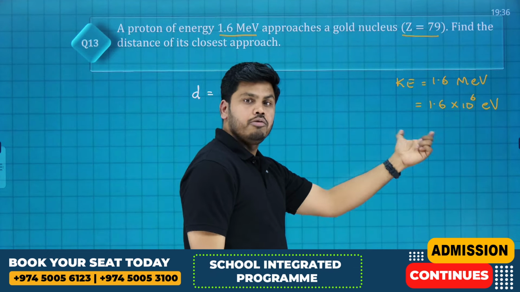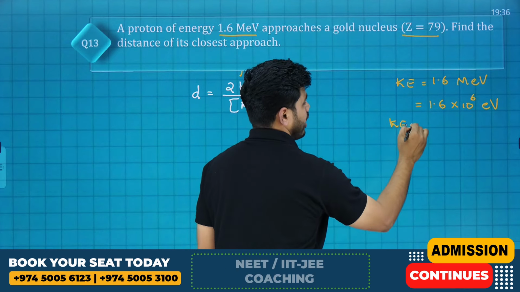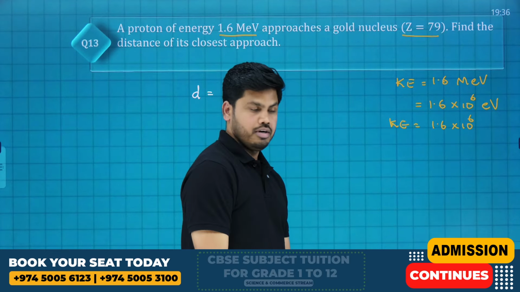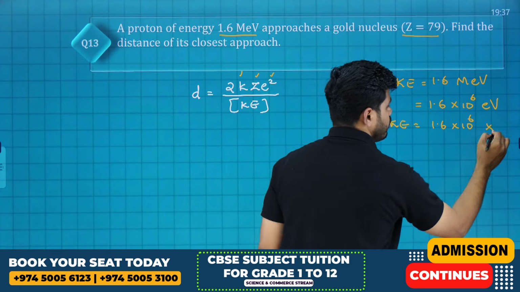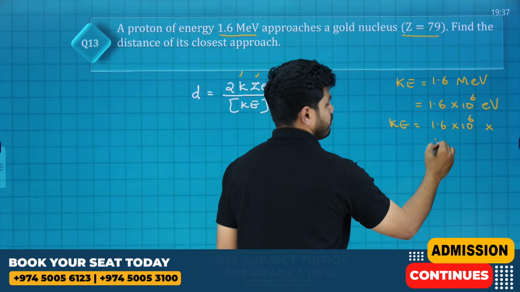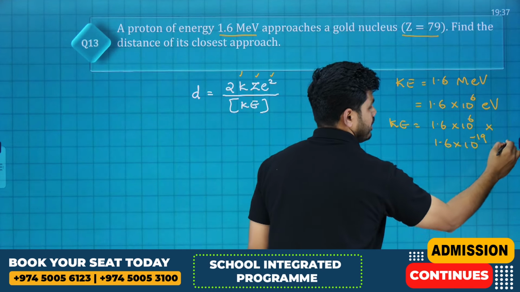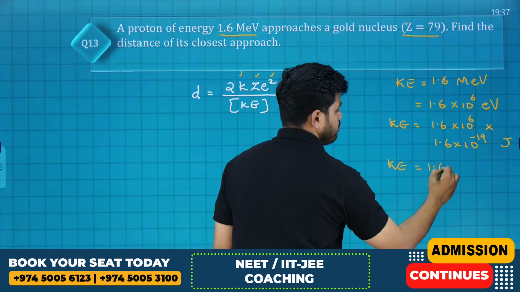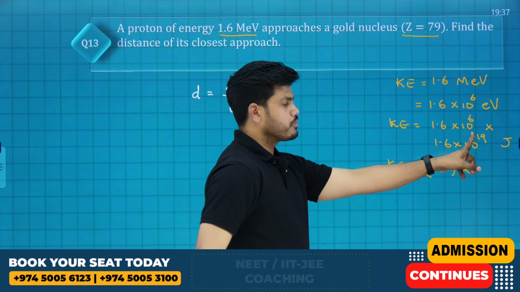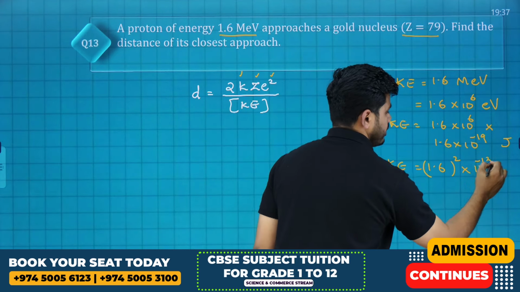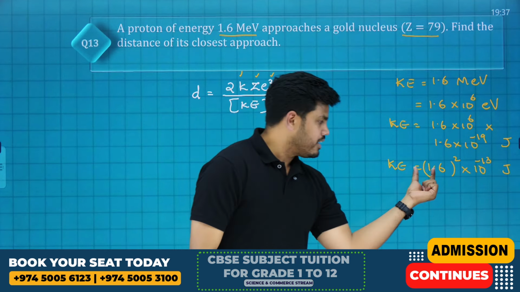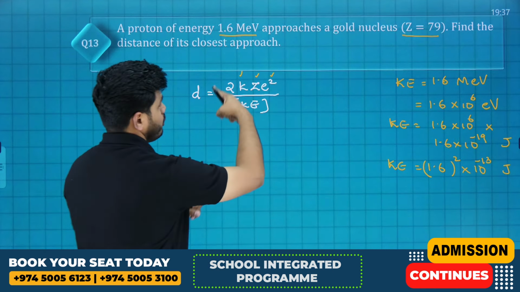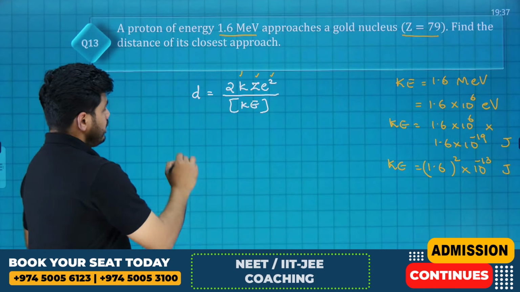Now that electron volt value should be converted to joules because we are looking for the value in SI units. 1.6 into 10 raised to 6 electron volt, multiplied by 1.6 into 10 raised to minus 19, gives joules. So we have kinetic energy as 1.6 the whole square into 10 raised to minus 13 joules. I told you why we convert electron volt into joules: all other values we are going to substitute are in SI units.